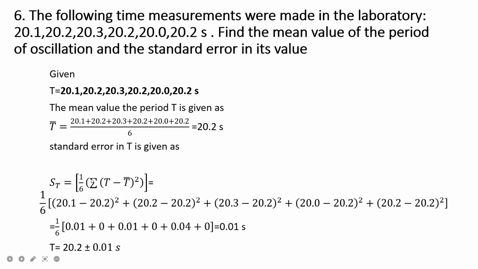Now, the standard error is simply the deviation from the mean divided by the total number of occurrences in the data. Our T here is simply the T values you were given in the question, while your T bar simply means the mean value. So you subtract your T bar from your T, then you square the results and divide by 6. That is the total number of occurrences there. When you do that, we see that our standard error in the mean is 0.01 seconds. So that's 20.2 plus or minus 0.01 seconds.